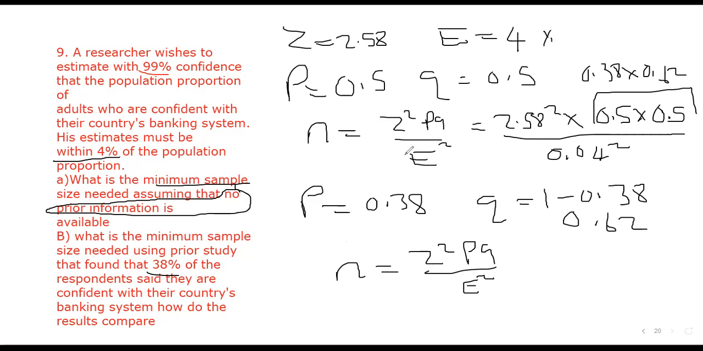I'll take two or three questions. Just a clarification: whenever there's no prior information, you use 0.5 for both P and Q, so we use 50-50. And whenever we have no confidence level given, the standard is 95%, which is 1.96. Thank you so much for that question.